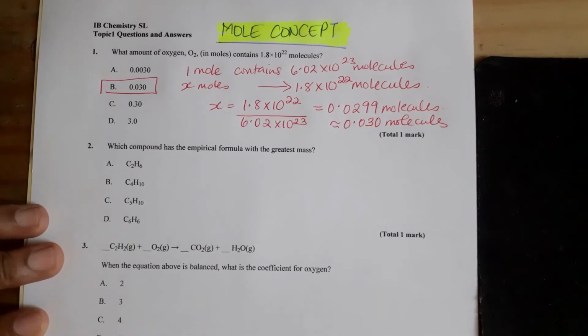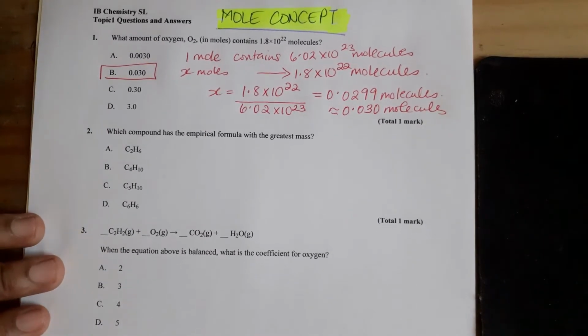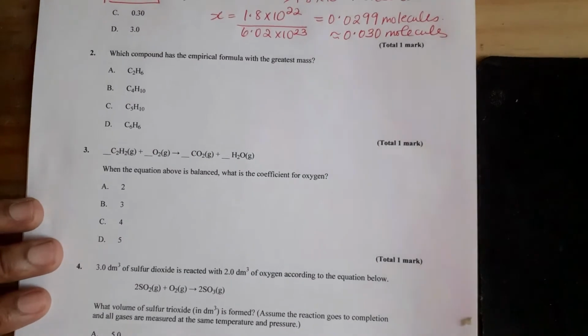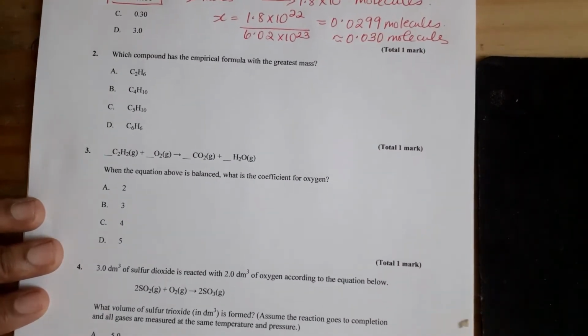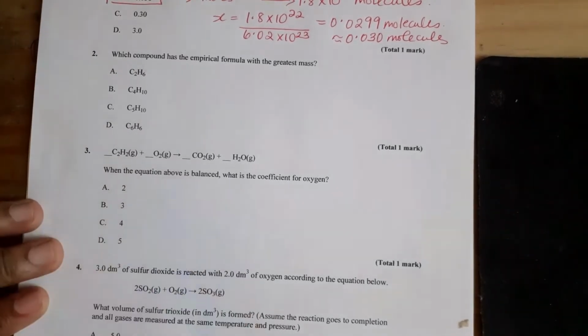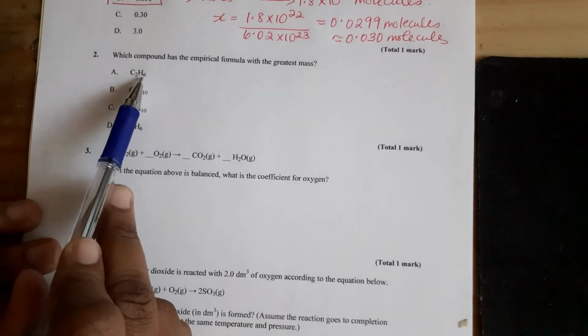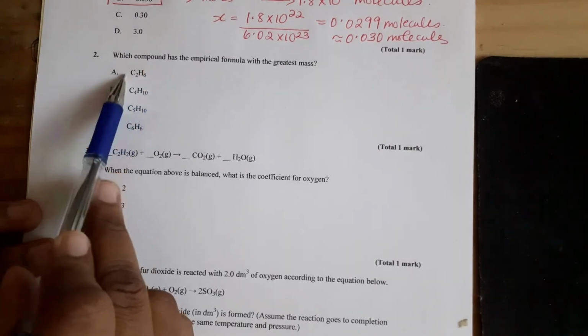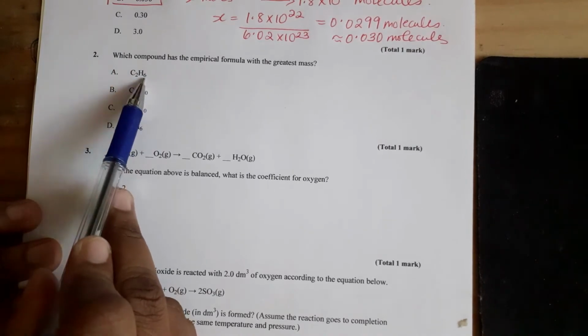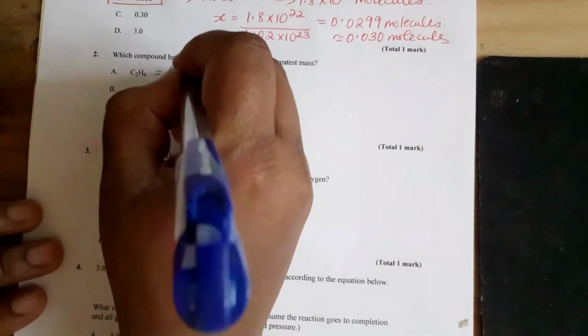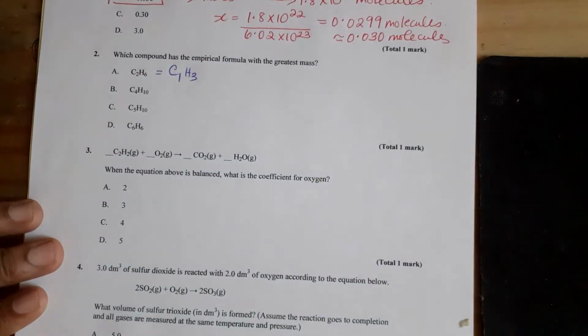Okay. We're going to move on to number 2, where the question is asking us which compound has the empirical formula with the greatest mass. So clearly here we need to find the empirical formula first for each of these compounds, which, if you recall, the empirical formula is just simply the simplest whole number ratio. So here in A, the simplest ratio for the C2H6 molecules between the carbon and the hydrogen, it's a 1 to 3 ratio.